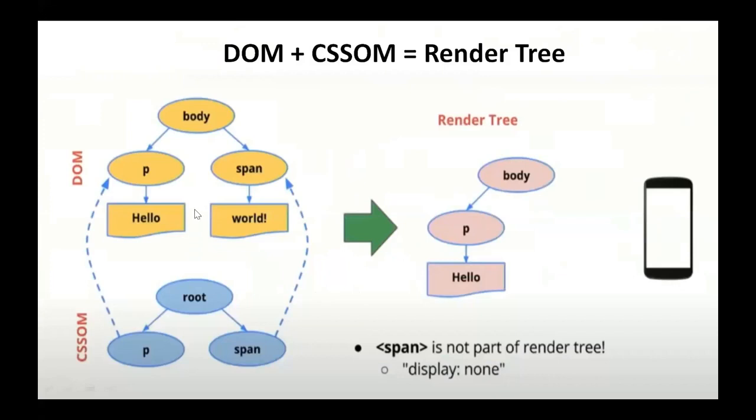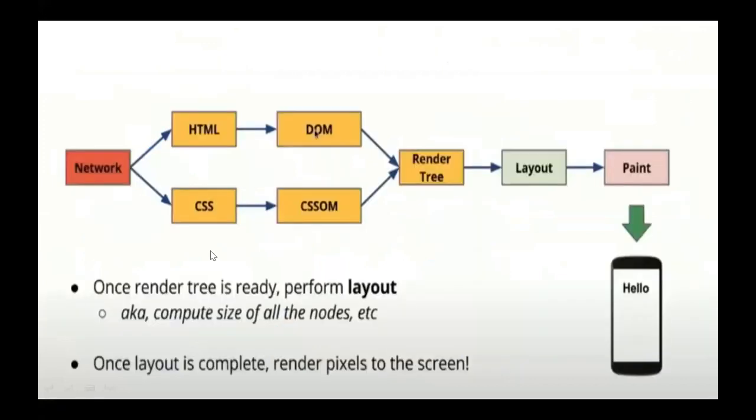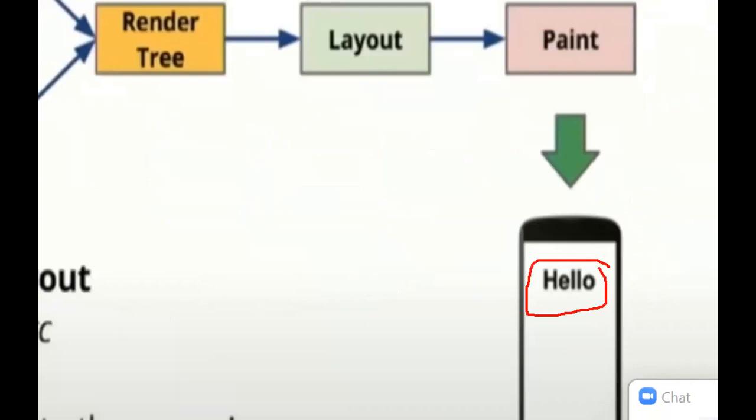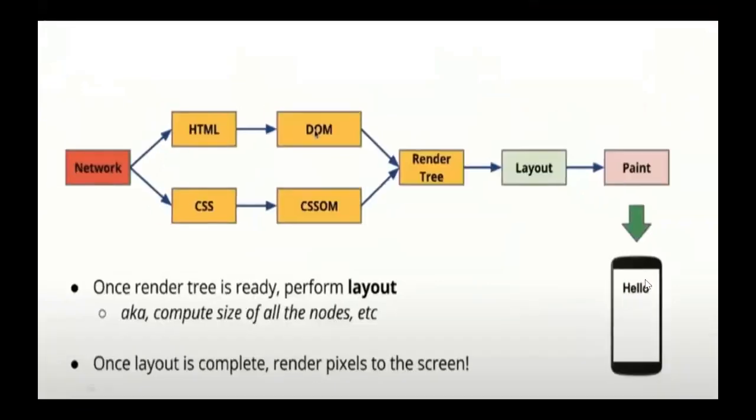We have two object models. One is the DOM, another is the CSS model. And this is finally rendered into the output. The rendering tree, the layout, and paint. Paint is the result, right? The final result is paint. Whatever output you are going to see, it is the result of painting. This is how your HTML and CSS actually work.